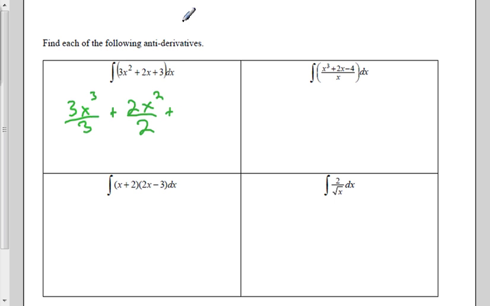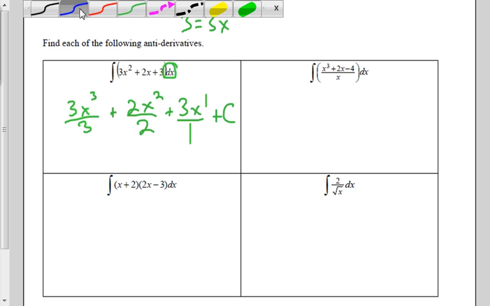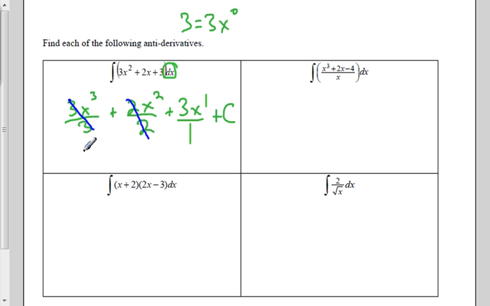3 is really understood to be 3x to the 0. So I add 1 and then divide by 1. And whenever we take the indefinite integral, and again, we were taking this with respect to x, I need to add a constant. So there's my plus c. So now I can rewrite this. So those cancel out. So my final answer is x cubed plus x squared plus 3x plus c.